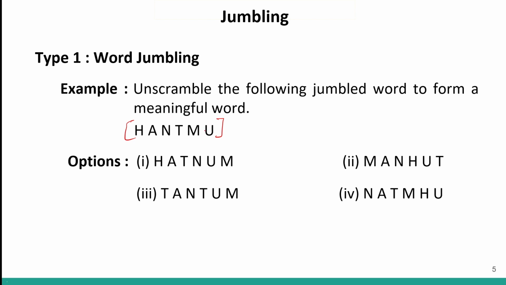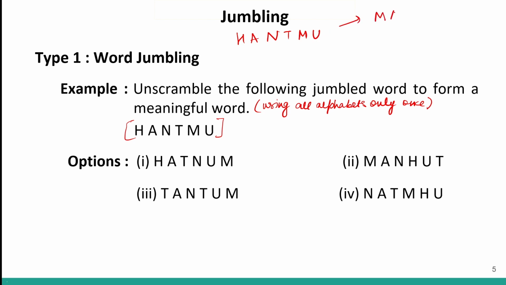Sometimes in the question it is specified that we use all alphabets only once, like in this case. Sometimes it is given that we can repeat the alphabets also. Sometimes we have to find out shorter words. For example, this is the word given to us, HANTMU. This is scrambled up. If I look at this word, I can form a word man.